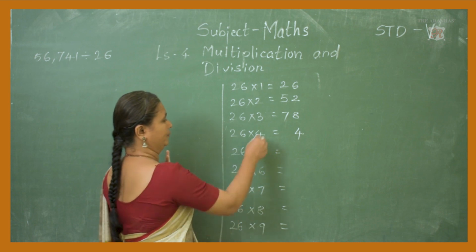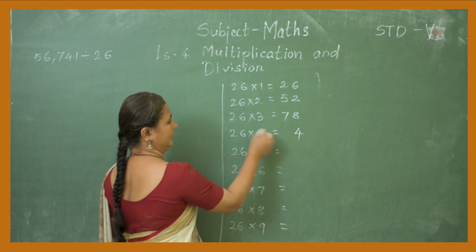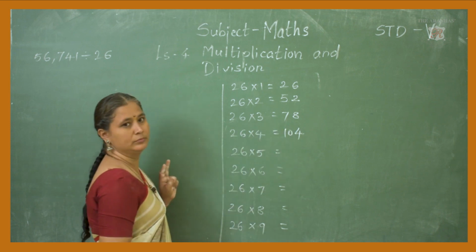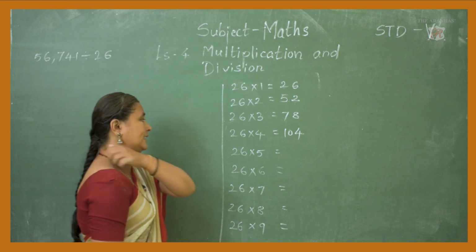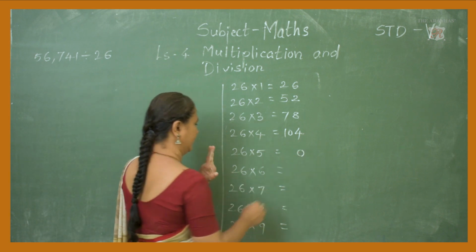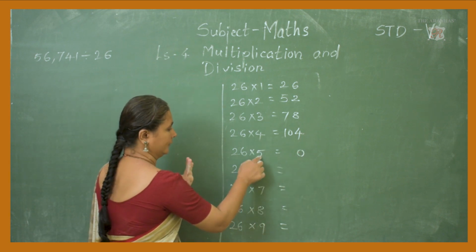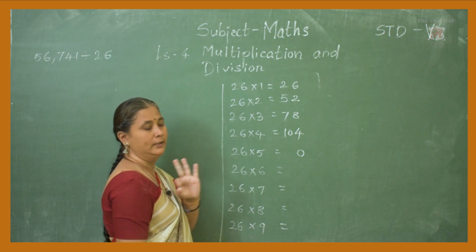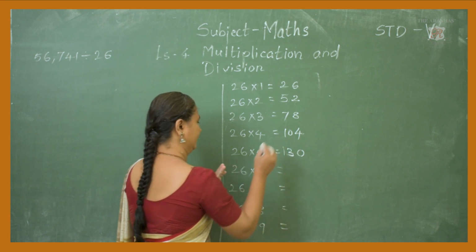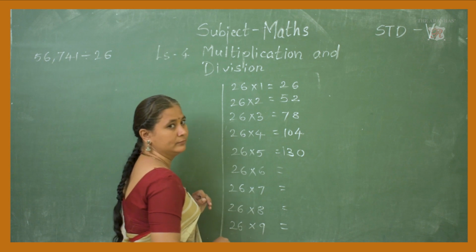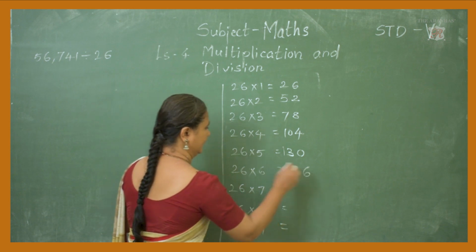24. 2 carry. 4 2s are 8. 8 plus 2, 10. 5 6s are 30. 3 carry. 0 for the answer. 5 2s are 10. 10 plus 3, 13. 6 6s are 36.